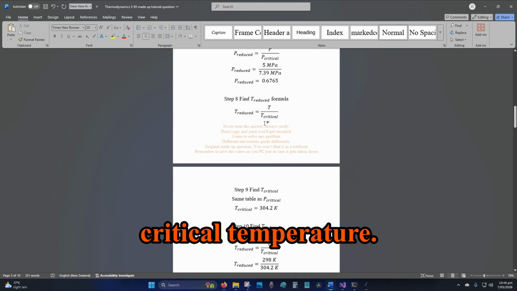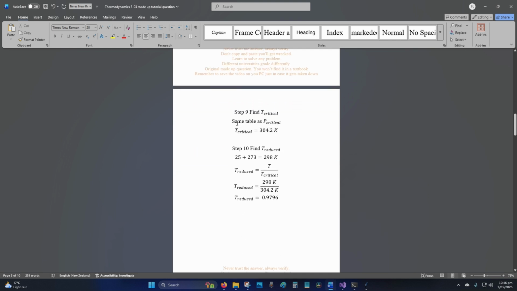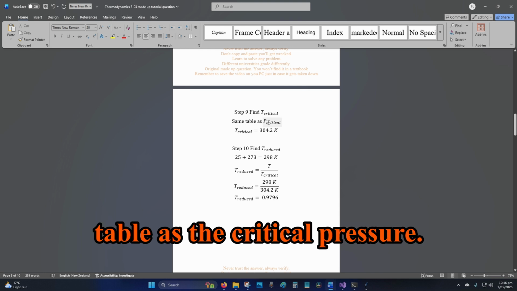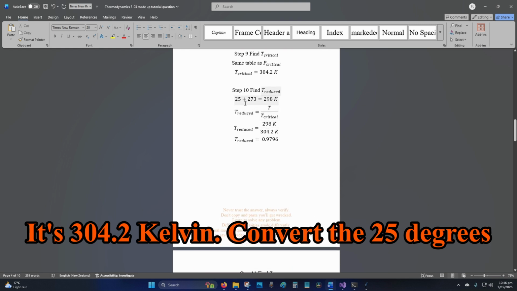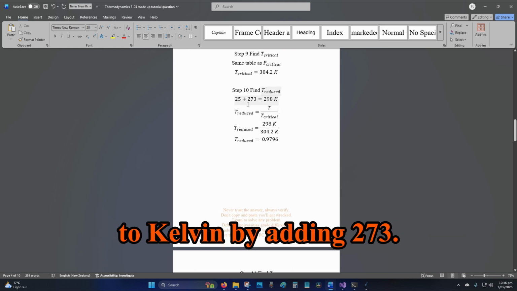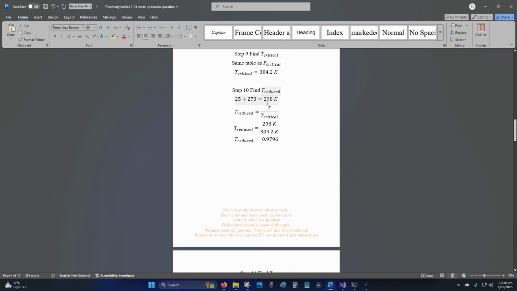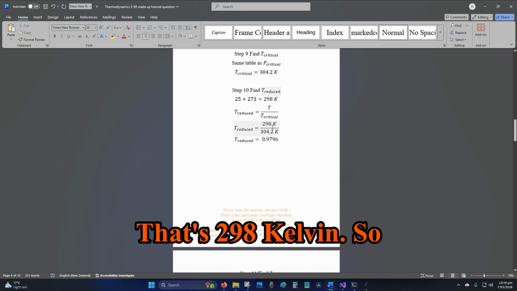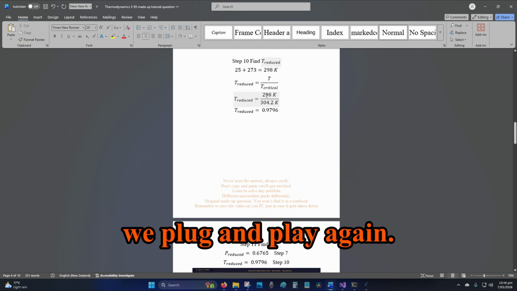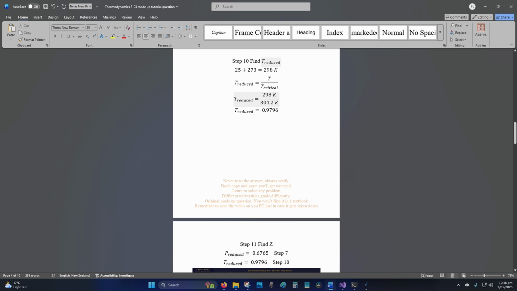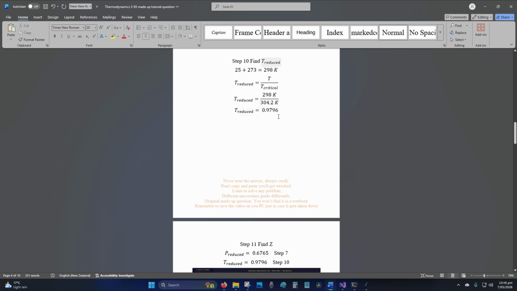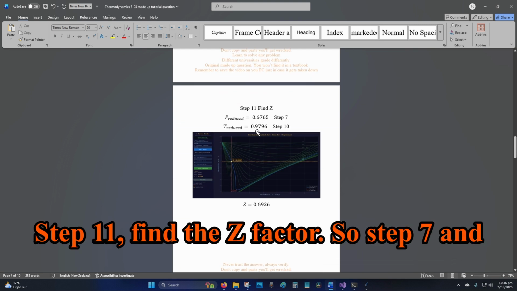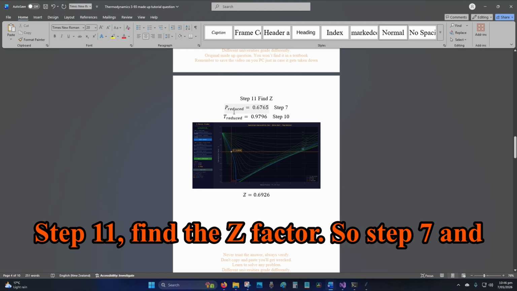We need to find the critical temperature. It will be in the same table as the critical pressure. It's 304.2 Kelvin. Convert the 25 degrees to Kelvin by adding 273. That's 298 Kelvin. So we plug and play again. Kelvin cancels out. We get 0.9796.